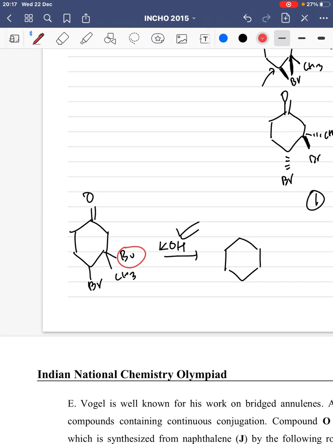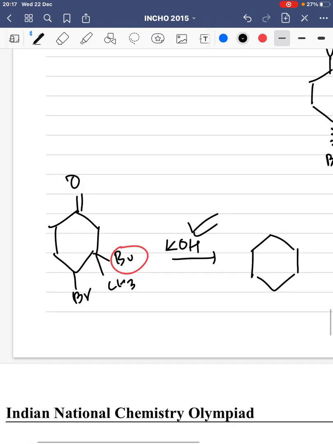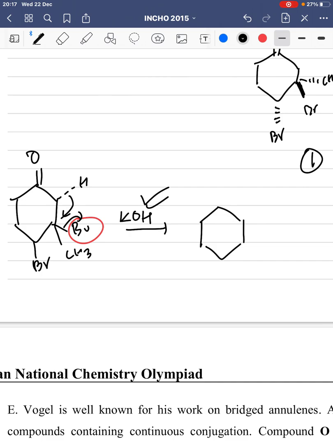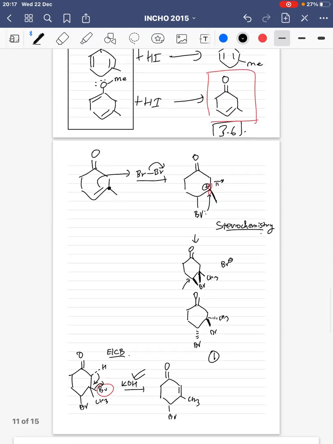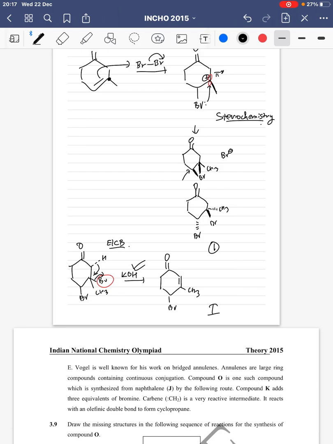It would take this Br with it, it would form a more stable carbocation, and then this hydrogen will give its electron to this and Br would leave, basically the elimination reaction. And here it is the E1CB reaction, so Br leaves and this double bond is formed with CH3 and Br is here and the ketone there. This is our answer for I part. Let's encircle them.